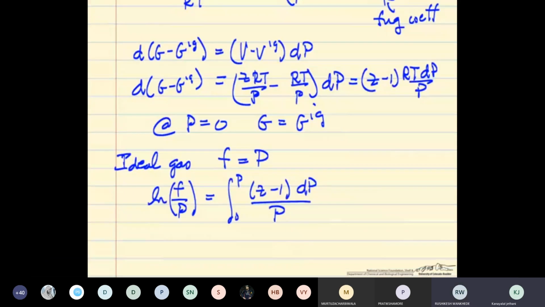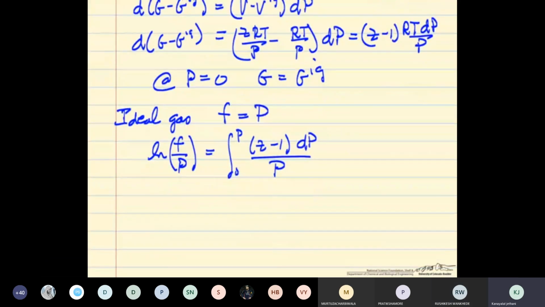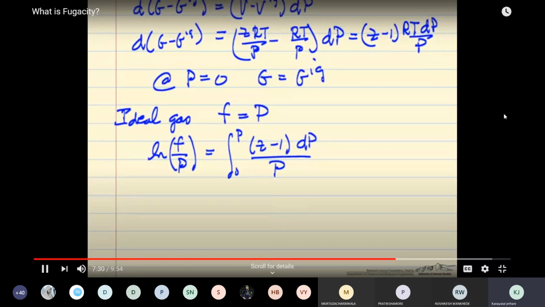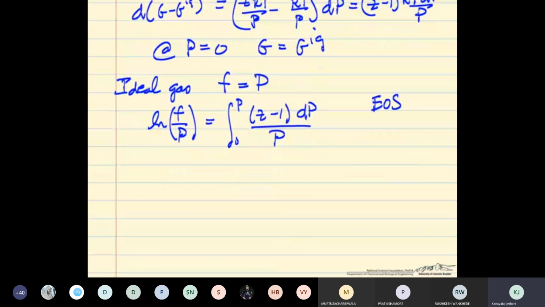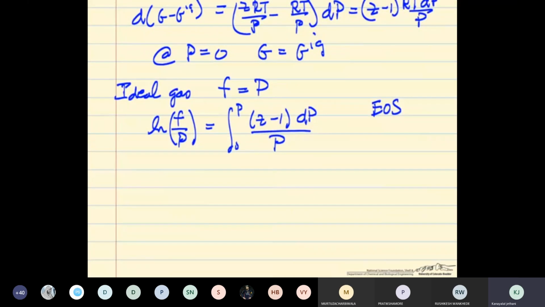We combine these equations and won't go through the details. Then the fugacity for a real gas at a given pressure is given by this integral from 0 to the pressure we're interested in, of (compressibility factor minus 1) dP over P. So we use the equation of state, do this integration, and determine the fugacity for a real gas at any pressure. For an ideal gas, we know the fugacity. So the question is, for a liquid, what is the fugacity?